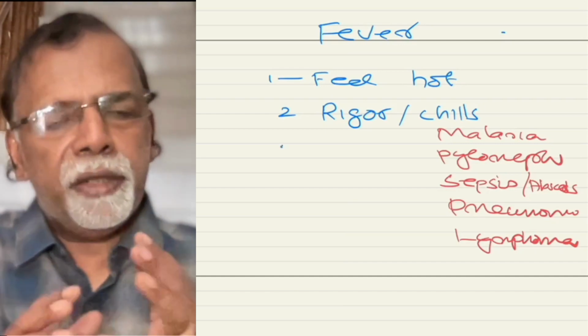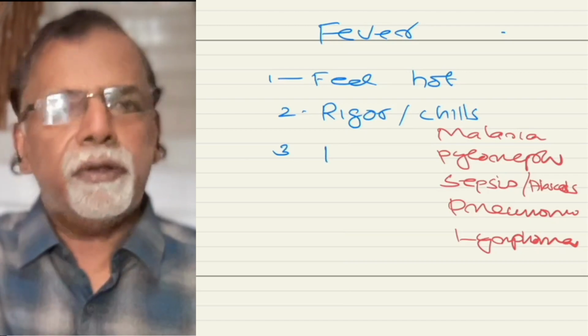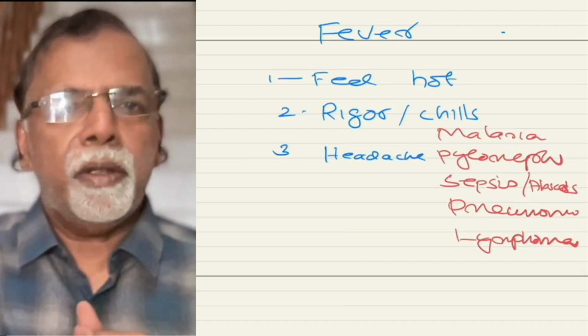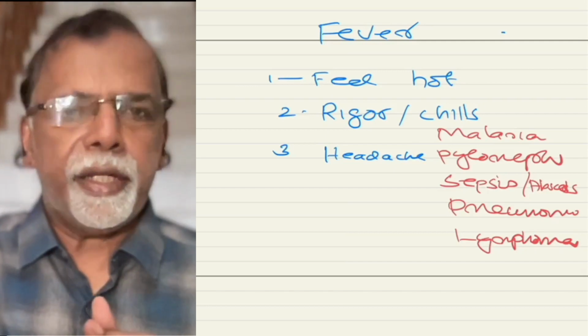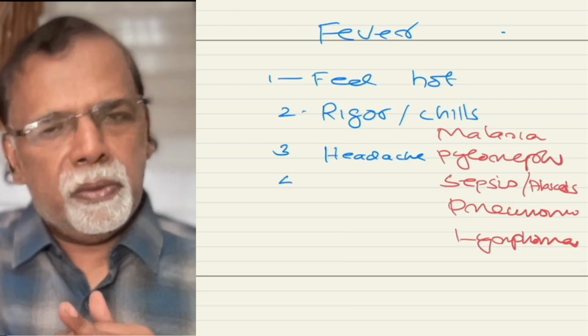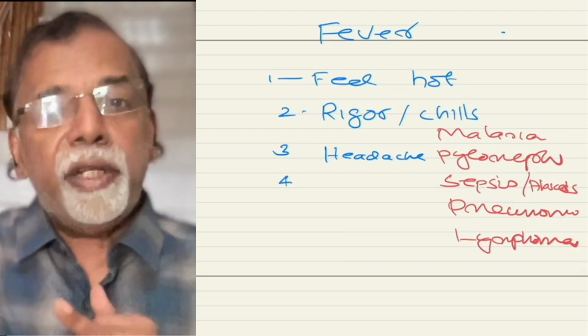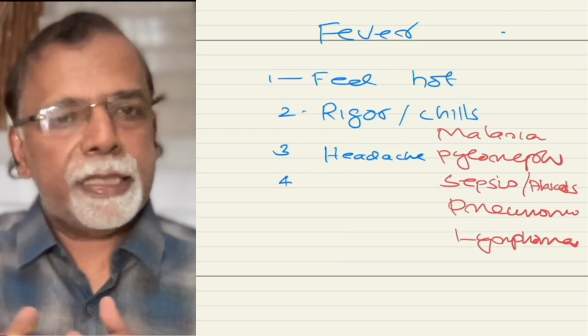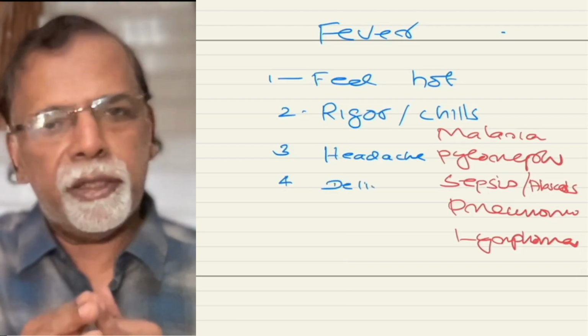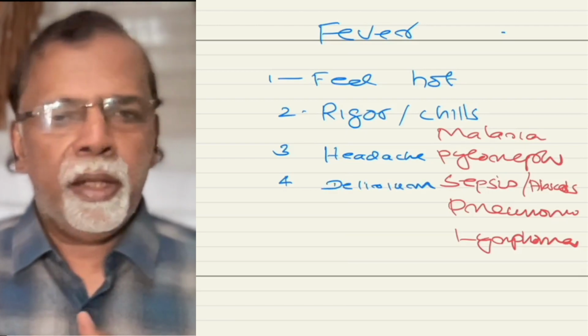So the presentation we have mentioned is feeling hot, second chills and rigor, and the third important symptom we are very familiar with, you can get headache, a throbbing type of headache. But a very severe headache and photophobia suggests meningitis. But even without meningitis, that is inflammation of the meninges or brain, you can get headache.